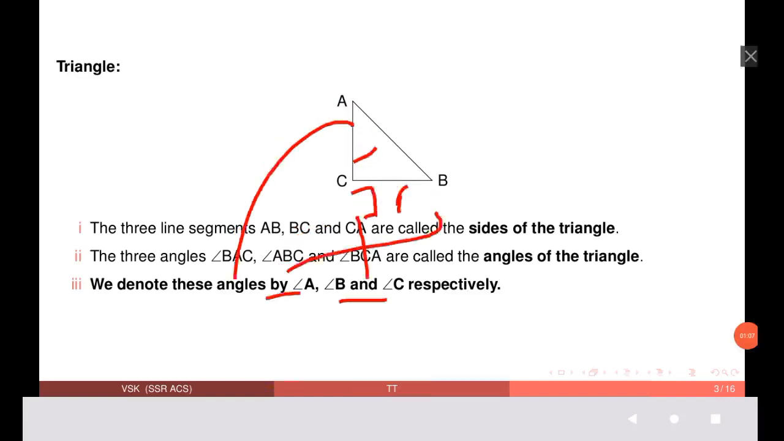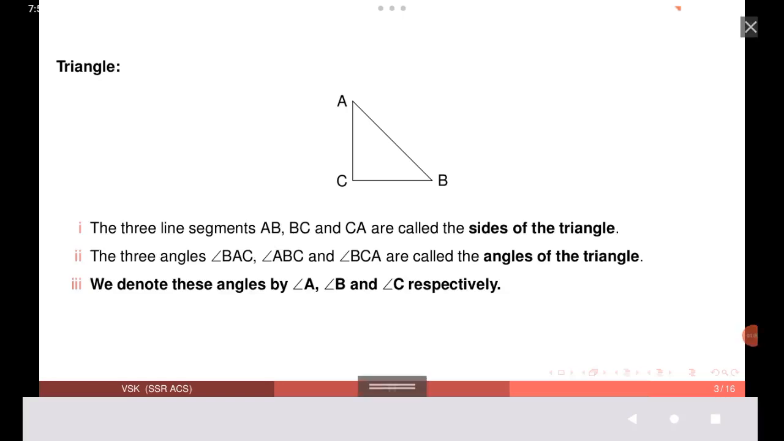So these are the angles in here. We denote these angles by A, B and C. So this is angle A, this is angle B, this is angle C. So there are three angles.